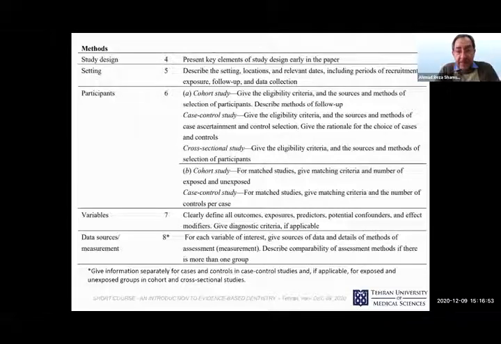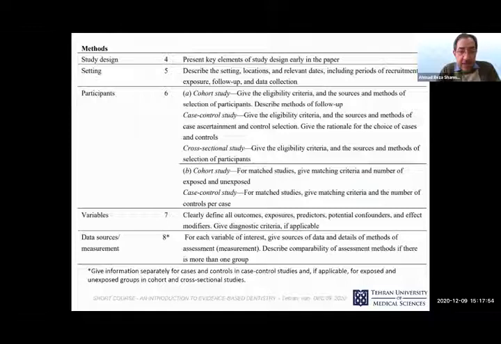The next item is variables. We categorize variables as outcomes, exposures or predictors, and potential confounders and effect modifiers. All of them have their methodological definitions. Maybe you know them, otherwise you can find them in the epidemiologic books. For outcomes, which are mainly the diseases, the criteria for diagnosis of the outcome should be clearly defined, and they should be provided objectively in the study.